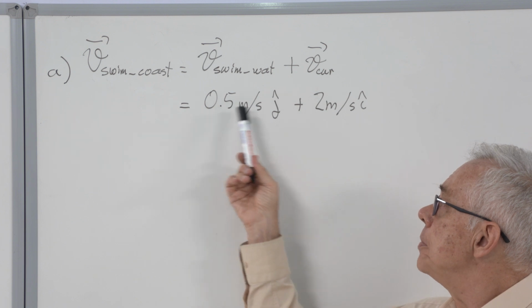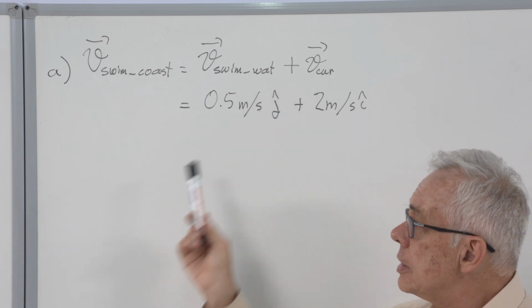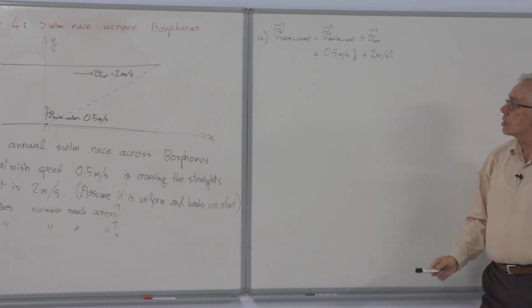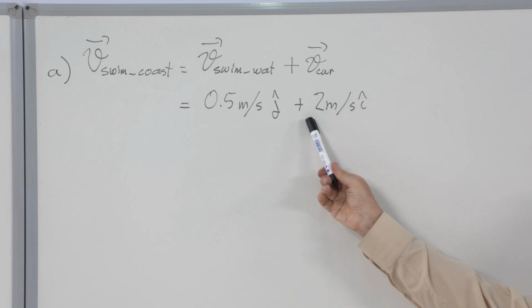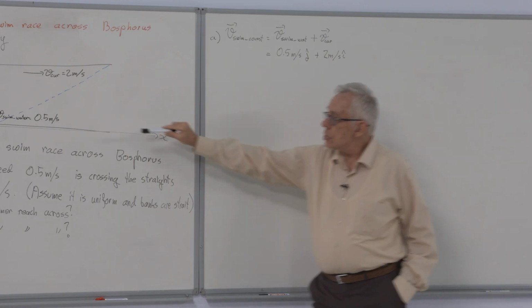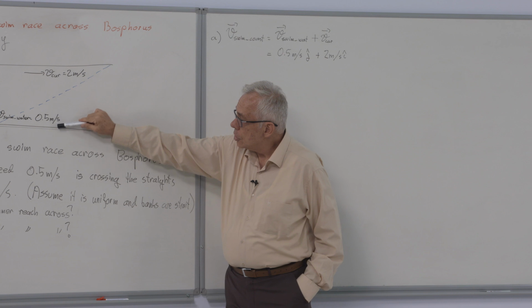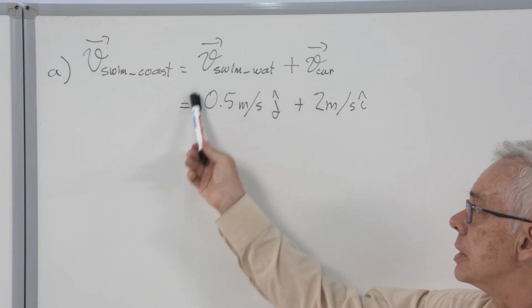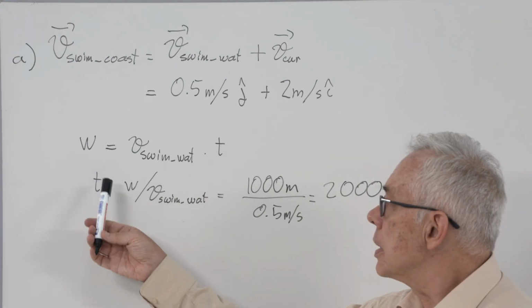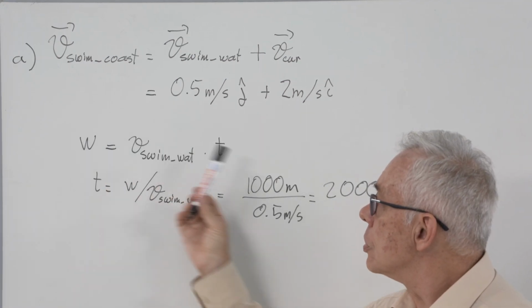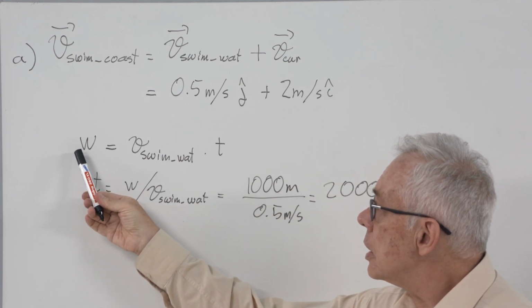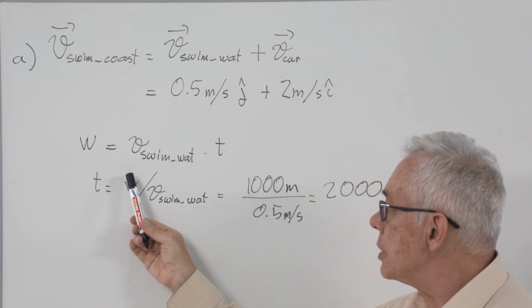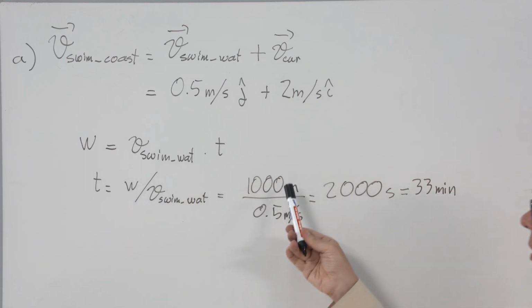Please note that his speed with respect to water in this case is in the j direction. He's swimming straight across. And the current is in the i direction. So the time for crossing the straits is only related with this velocity. The time it took him to cross can be calculated from looking at the width of the strait is the speed times time. So time is width divided by the speed.